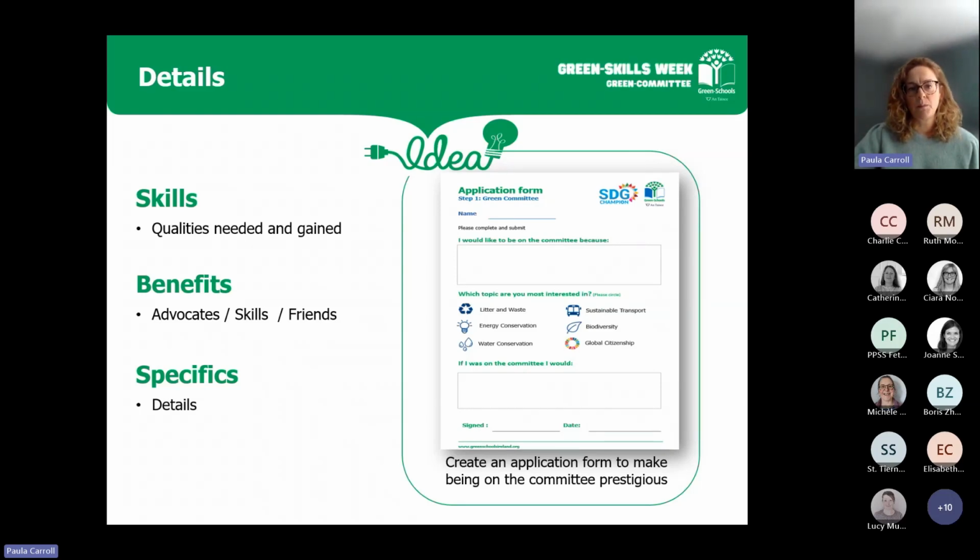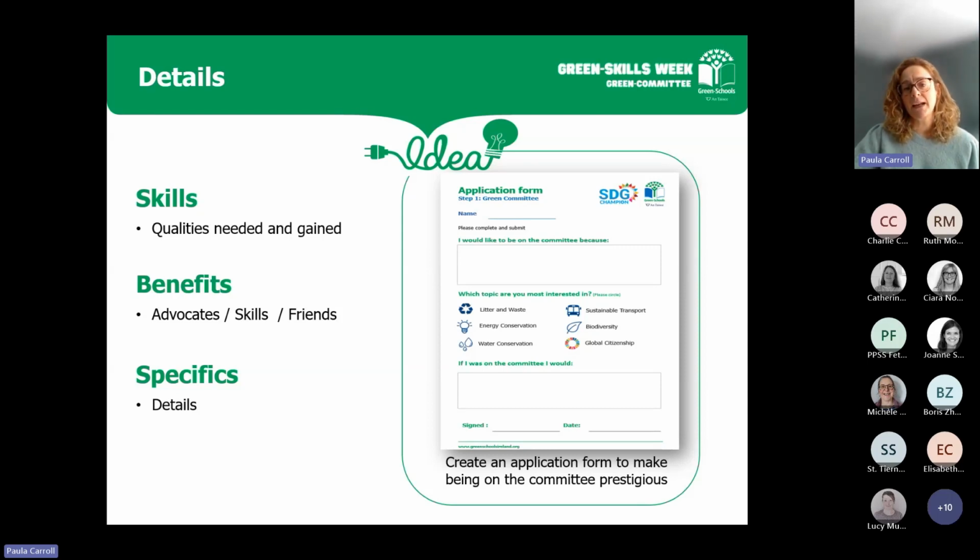What are the benefits of joining the committee? By being a committee member, you're basically an advocate for the rest of your school. You're a VIP as such. You're bringing your ideas to the table, but you're also bringing other people's ideas to the table. You're going to be learning new skills. You're going to be learning how to do walkability audits, how you can do mapping seminars for your peers.